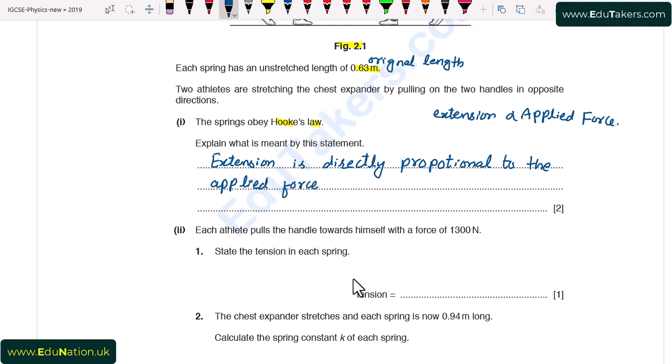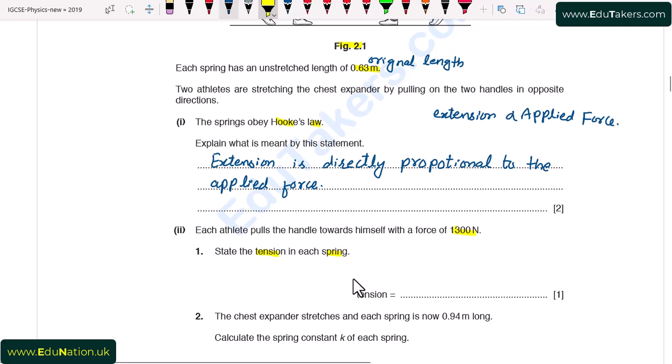Part 2. Each athlete pulls the handle towards himself with a force of 1300 Newton. Part 1. State the tension in each spring. So here we have to describe the amount of tension in each spring. There are a total of 5 springs and the force is given, that is 1300 Newton. So we have to calculate the force in each spring.